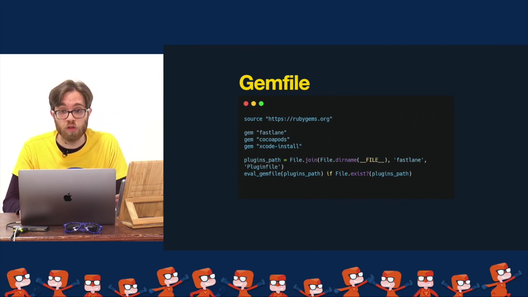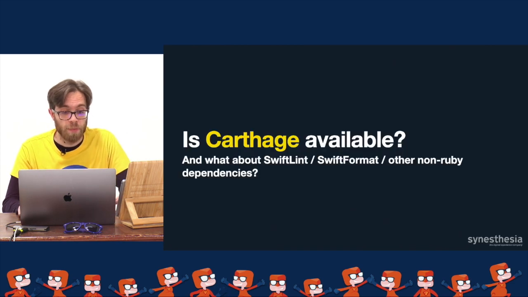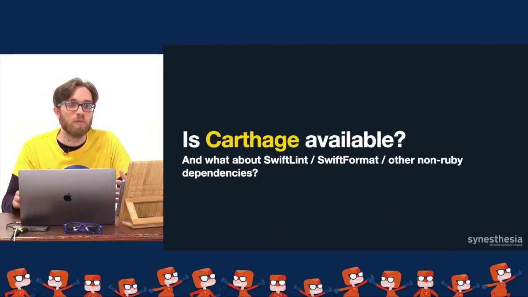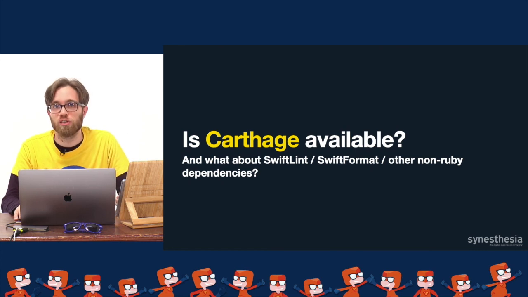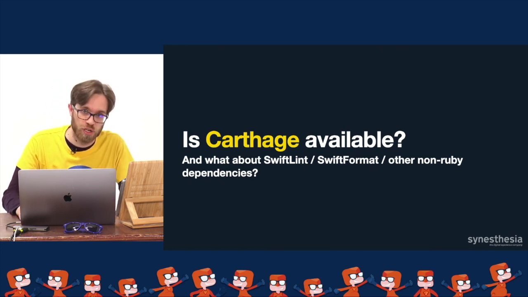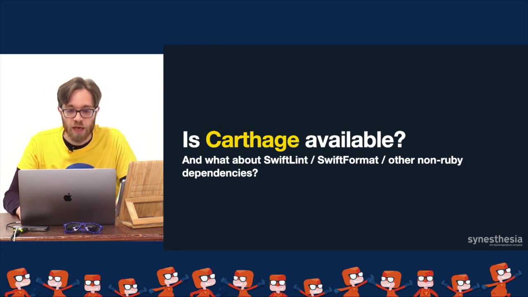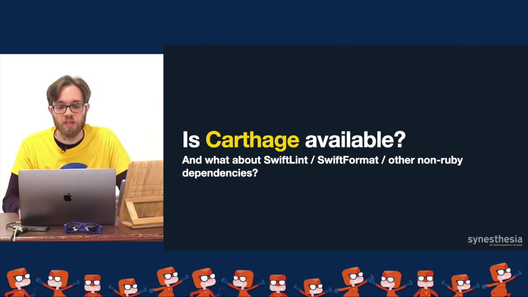But what about other tools that are not distributed through Gem, through Ruby? What about Carthage? What if my project, instead of Cocoapods, is using Carthage? Or what if my project is also using Carthage besides Cocoapods? And what about SwiftLint, SwiftFormat, and any other tools I want to try to use in my project?